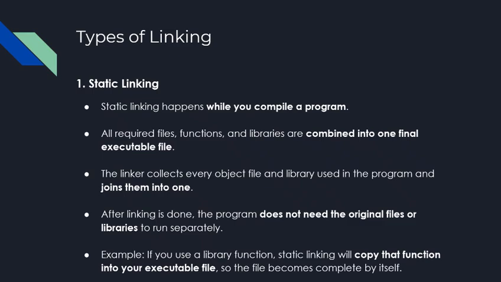Now let's move to the types of linking. The first one is static linking. Static linking happens during the compilation stage. All required libraries and modules are copied directly into the final executable, and this means that after linking is complete, the program does not need external library files to run. Everything is already packed inside the executable. For example, if our program uses a math library function, that function becomes a part of our final program during static linking. So, static linking produces a large but self-contained executable file.